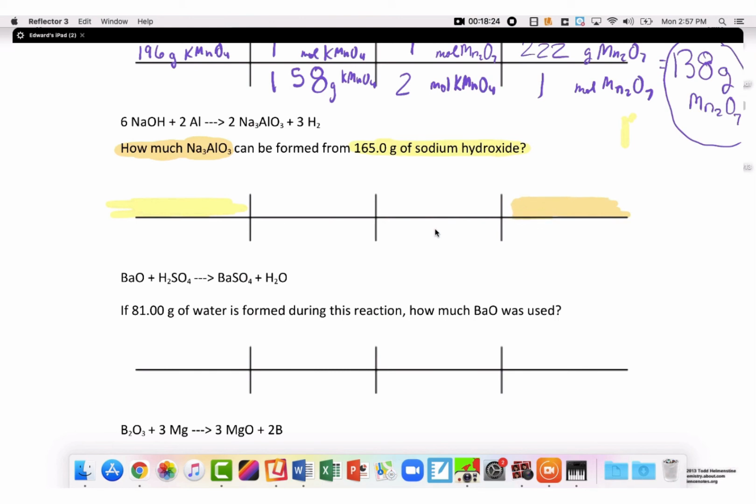Pattern. Grams, moles, moles, grams. Formulas, right? Sodium hydroxide. I hope you did not forget that NaOH is sodium hydroxide, right? That's our given. You know, sometimes you gotta squeeze it in. Unknown, Na3AlO3. You know what, if I can't get the fit in that spot, I just put it above it.